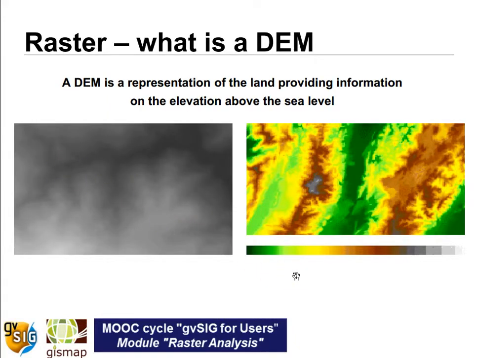The digital elevation model is a representation of the land providing information of the elevation above the sea level. Naturally, when we download the digital elevation model, it is a grayscale, but as we have seen for other raster, we can convert them and visualize in a color table. So we are more used to see a digital elevation model from green to brown or gray, but when we download it, it is a grayscale image.